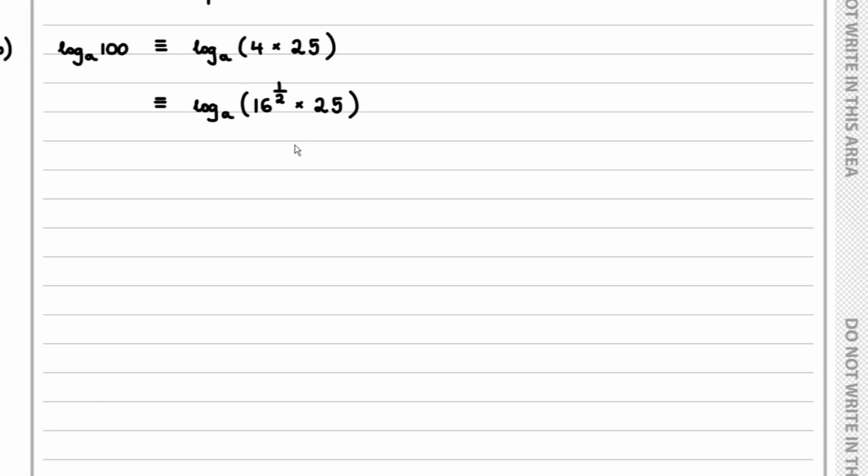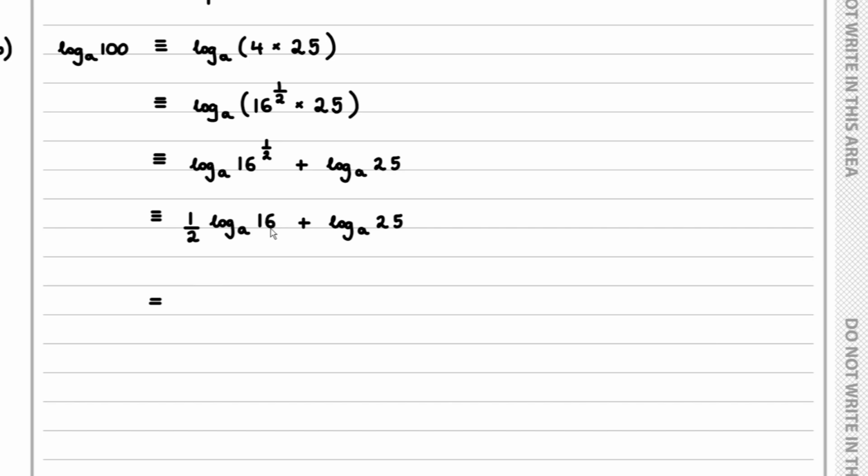And if we use the addition law of logs, this is the same as log base a of 16 to the half plus log base a of 25. And if we use the power law of logs with this log base a of 16 to the 1/2, we have 1/2 multiplied by log base a of 16 plus log base a of 25. So knowing that log base a of 16 is p, we have 1/2 p, and knowing that log base a of 25 is q, we add on q, meaning log base a of 100 is equal to 1/2 p plus q.